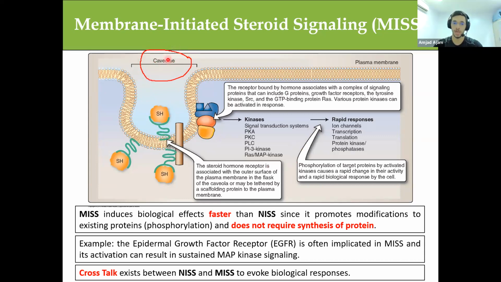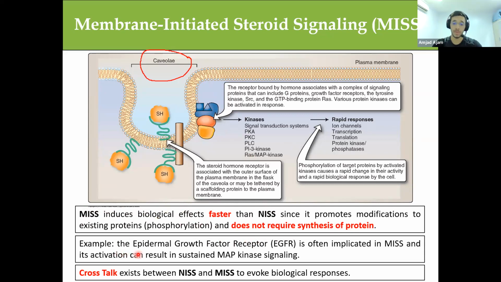about this caveola. The fact that MES induces effects faster than the NIS is because they activate already existing proteins, unlike the NIS, in which we have to induce transcription, then make mRNA, then translation, and then make proteins. So that's why NIS takes longer than MES, because in the MES, we don't need to synthesize new proteins.